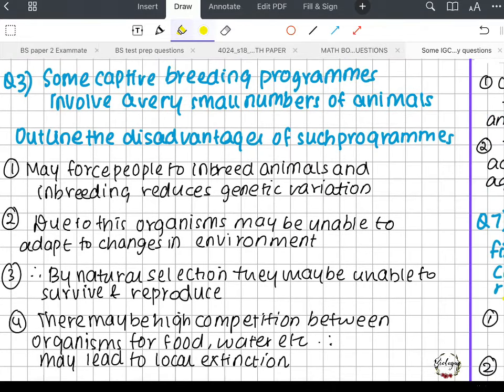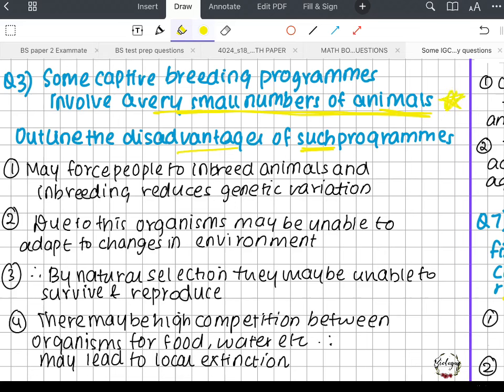Captive breeding programs. Some captive breeding programs involve a very small number of animals. Outline the disadvantages of such programs. Such programs mean the emphasis is on programs that have a very small number of animals. This is the emphasis.